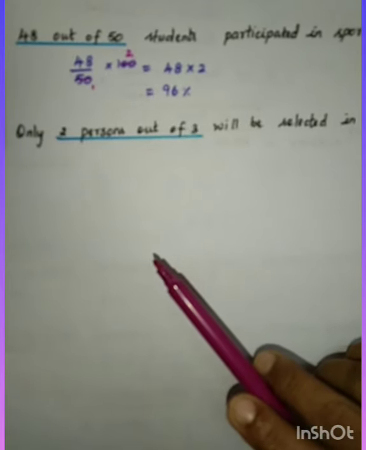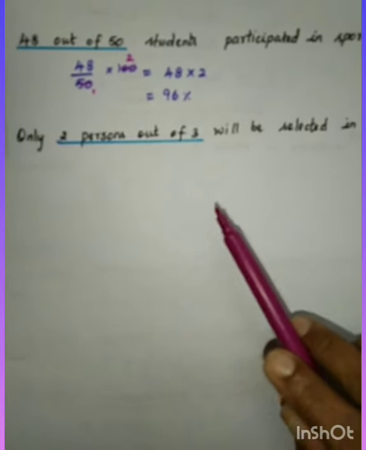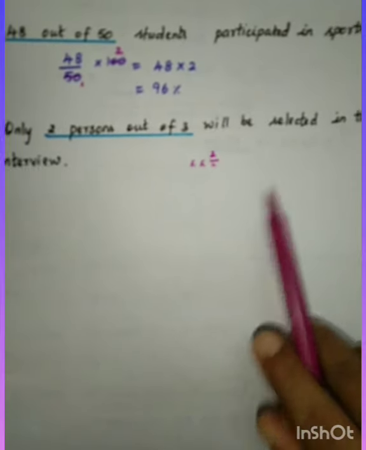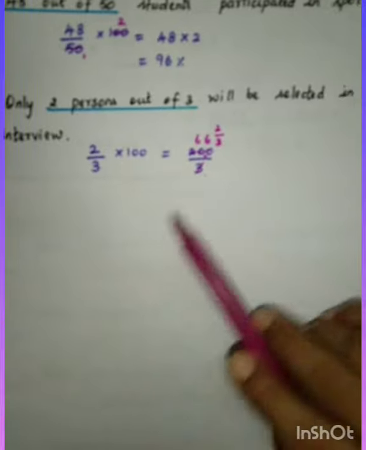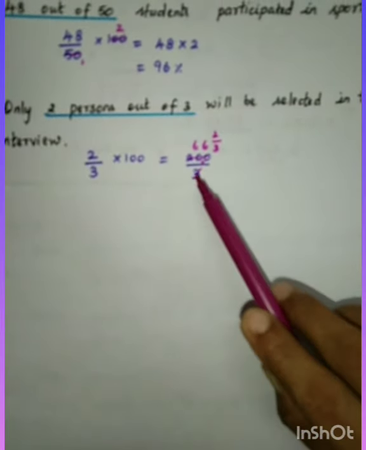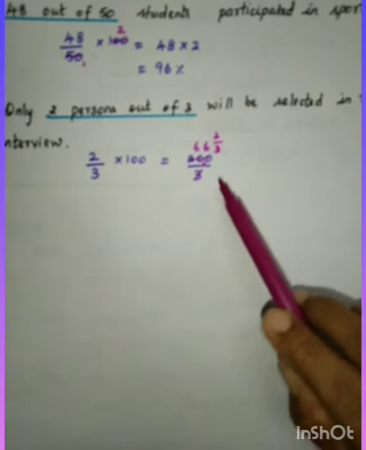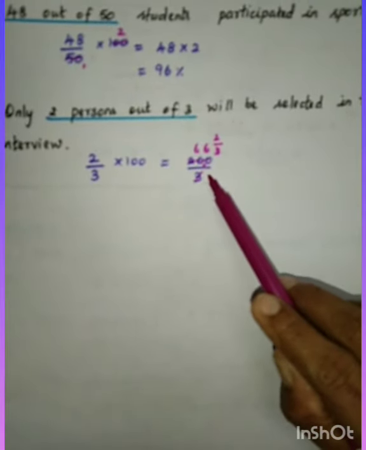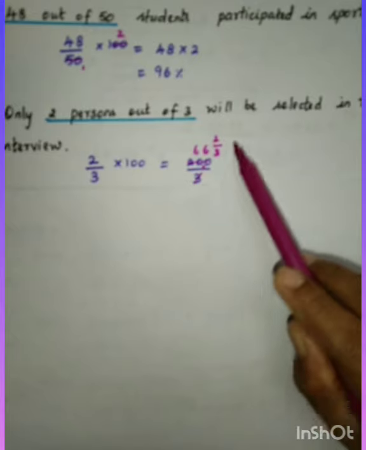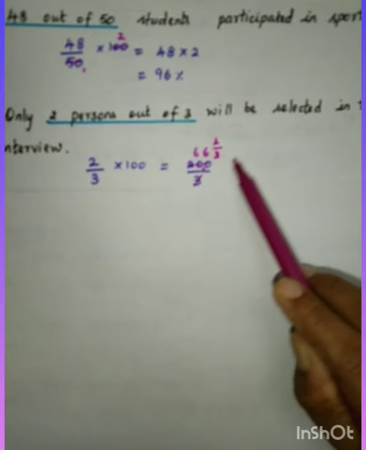Then fifth subdivision, only 2 persons out of 3 will be selected in the interview. That is 2 by 3 into 100. The numerator we have multiplied, that is 200 by 3. Then we can cancel with the third table. 6 3s are 18, remainder 2. Again 6 3s are 18, remainder 2. And the denominator is 3.